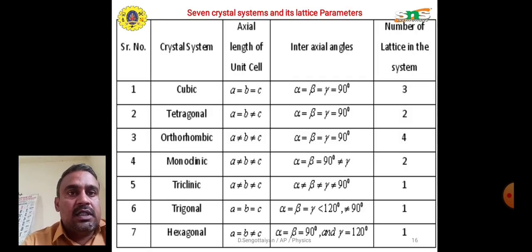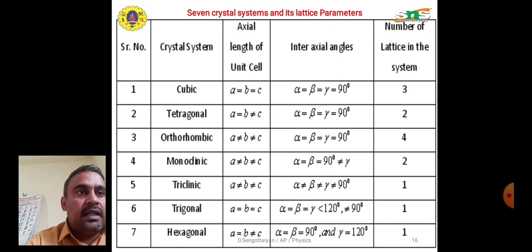The table shows the crystal system, axial lengths and interaxial angles, the number of lattice points in the system, and the number of possible types in the 7 systems. For example, in cubic there are 3 types possible: simple cubic, body centered cubic, and face centered cubic. Then tetragonal only 2 types, orthorhombic 4 types, monoclinic 2, triclinic 1, trigonal 1, then hexagonal 1. Finally, we have 7 systems but 14 possible types. So the answer is that the number of Bravais lattices is 14.